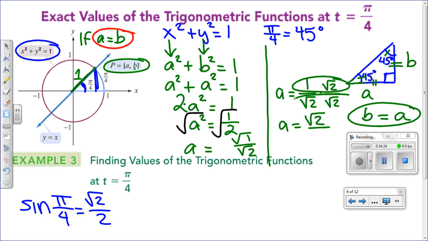So that's square root of 2, and then here, remember, a root by itself, cancel the root.